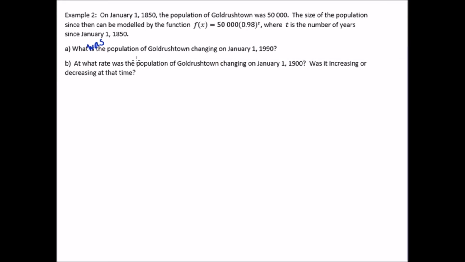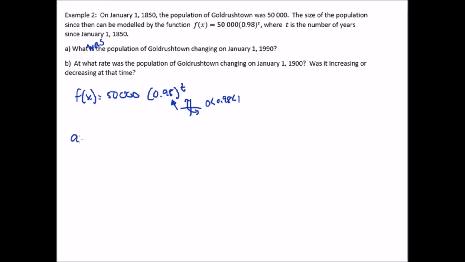Example 2. On January 1st, 1850, the population of Gold Rush Town was 50,000. The size of the population since then can be modeled by this function. So we have f at x equals, of course, the starting 50,000, times 0.98 to the t. 0.98, to me, means that it's decreasing, and we're going to get an exponential function that looks like this, for an example. This is because the 0.98 is between 0 and 1, right? It's that fraction less than 1.